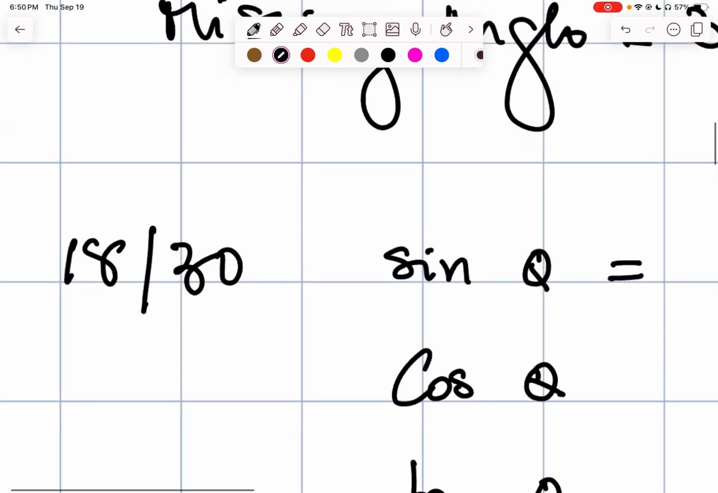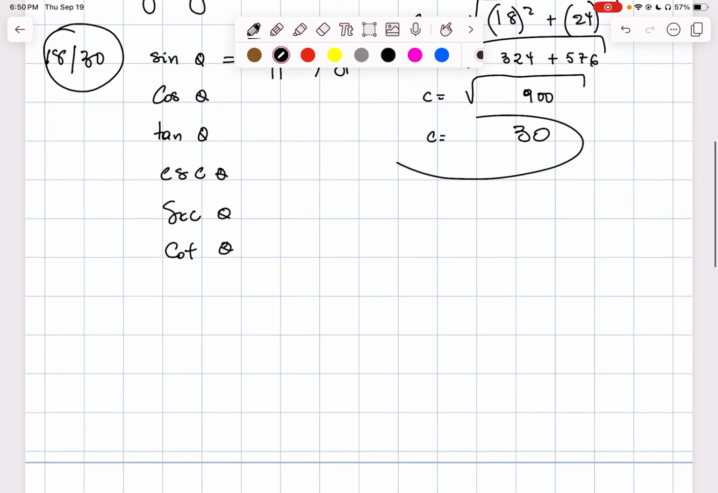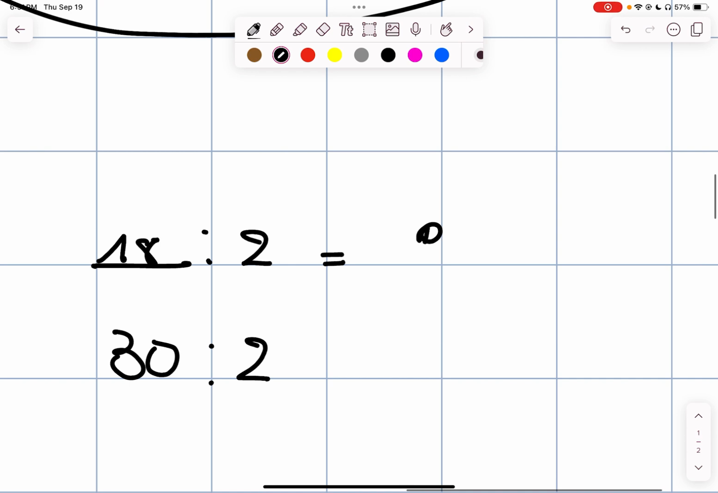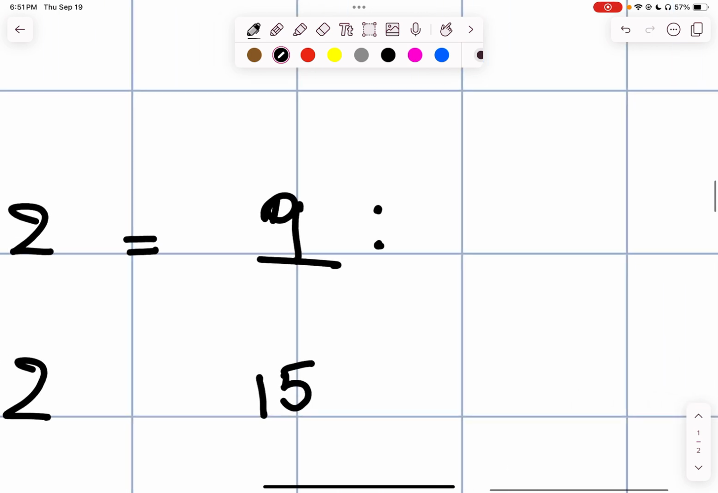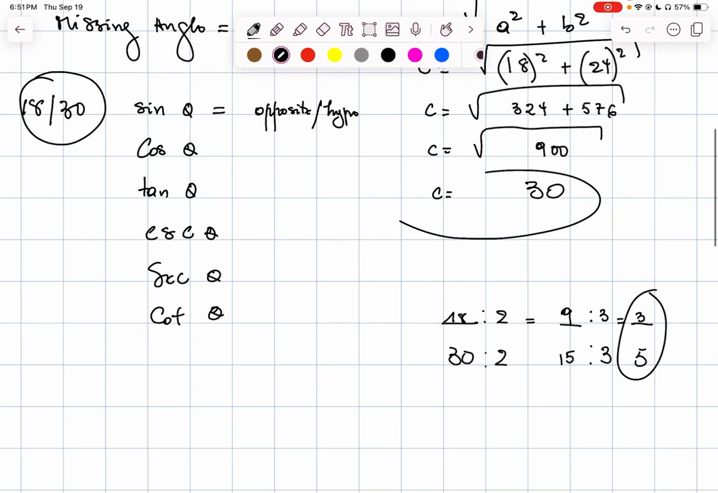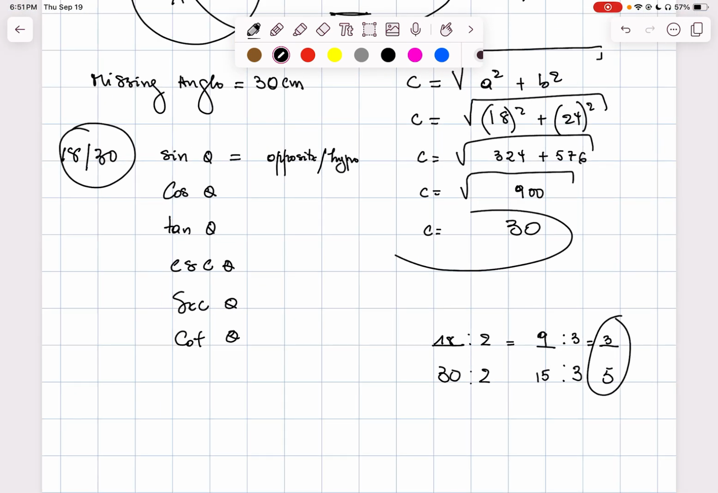If they asked us for a decimal number, we would just do 18 divided by 30, but they didn't tell us to find a decimal number; they asked us for a ratio instead. So we're going to simplify this 18 over 30. We can start with the smaller number, which is going to be 2 in our case. 18 divided by 2 is equal to 9, and 30 divided by 2 is equal to 15. 9 and 15 can also be simplified with 3, so we're going to use 3 for both. 9 divided by 3 is equal to 3, and 15 divided by 3 is equal to 5. So the sin of the angle is equal to opposite over hypotenuse, and the final answer is equal to 3 over 5.